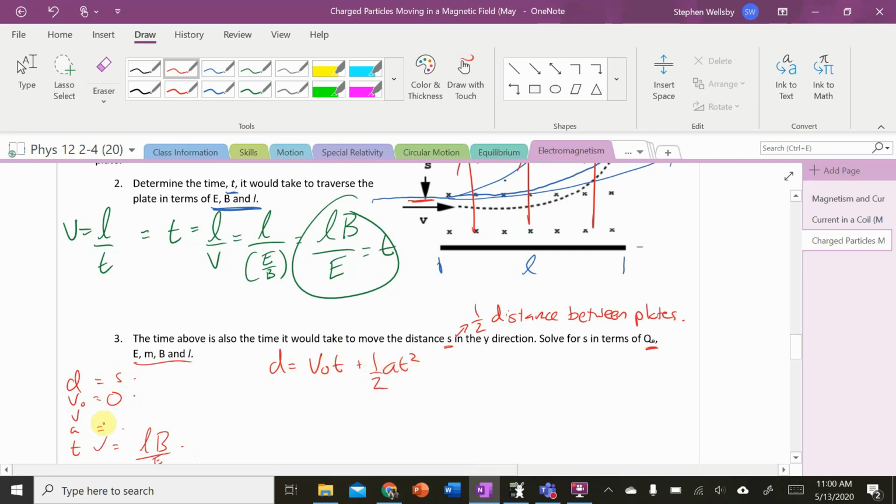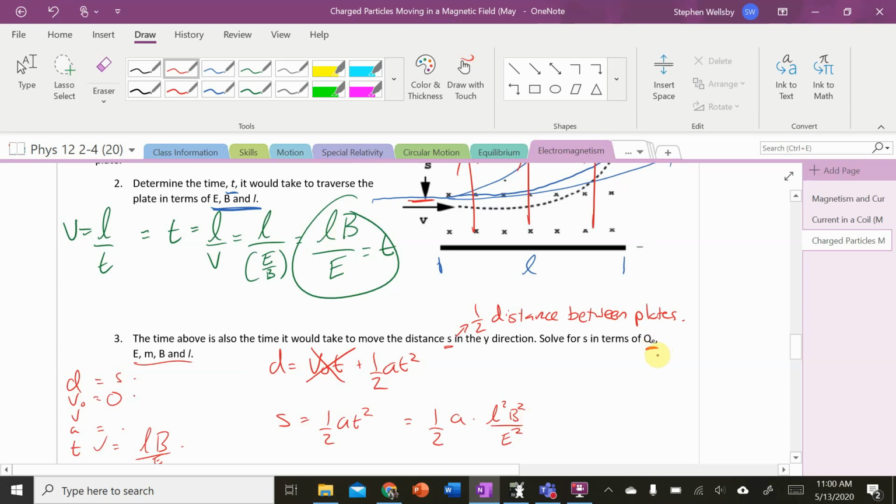Now v naught is 0, so that's just going to cancel out. Our d we're calling s. This is half of the distance between the plates. This is going to equal 1/2 at squared. And because we know t is lb over e, this is going to equal 1/2 a times l squared b squared over e squared. I'm squaring t, and so I'll get l squared b squared over e squared.